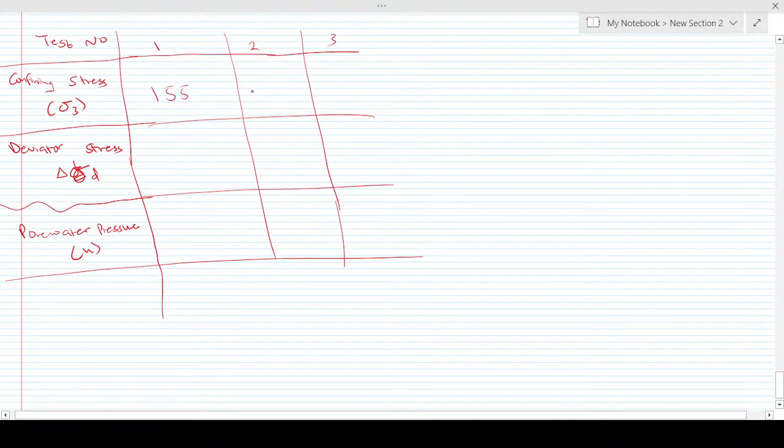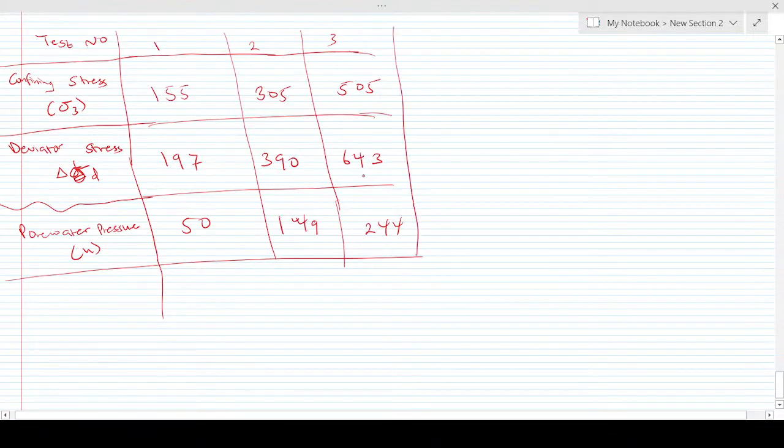Then we have values here: 155, 305, 505. Then we have 197, 390, 643. Then our pore water pressures: we have 50, 149, 64, 244. So let's work with these values. We have to draw a Mohr circle for the effective stress as well as the total stress.